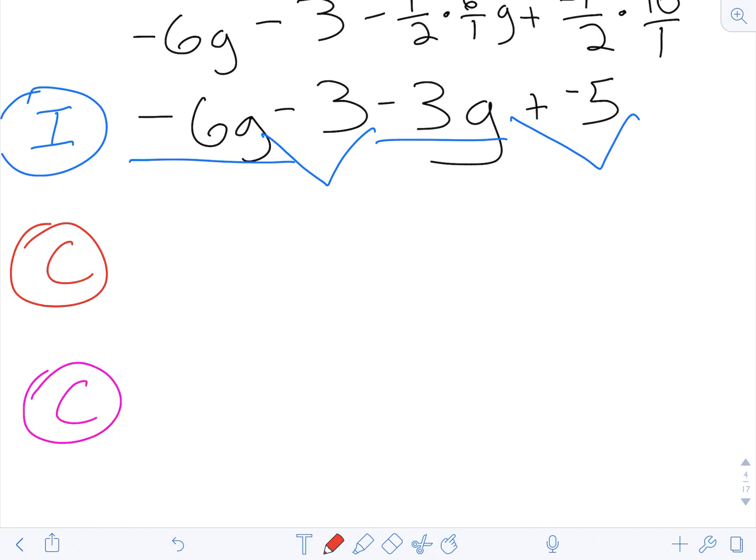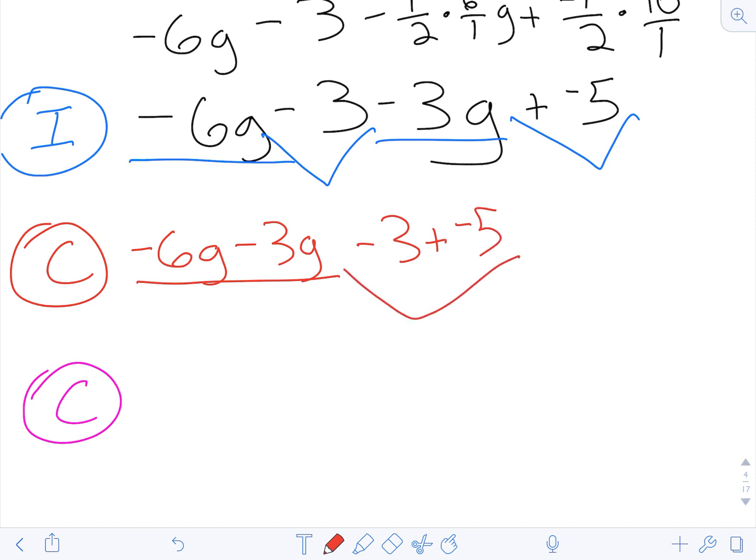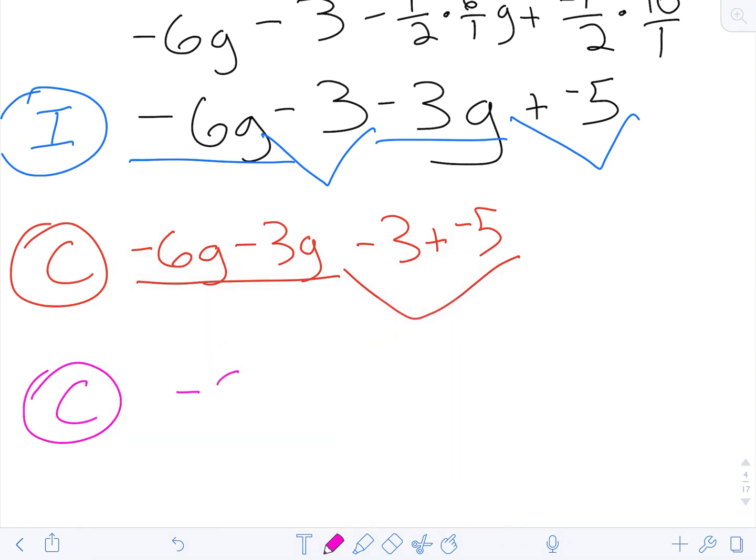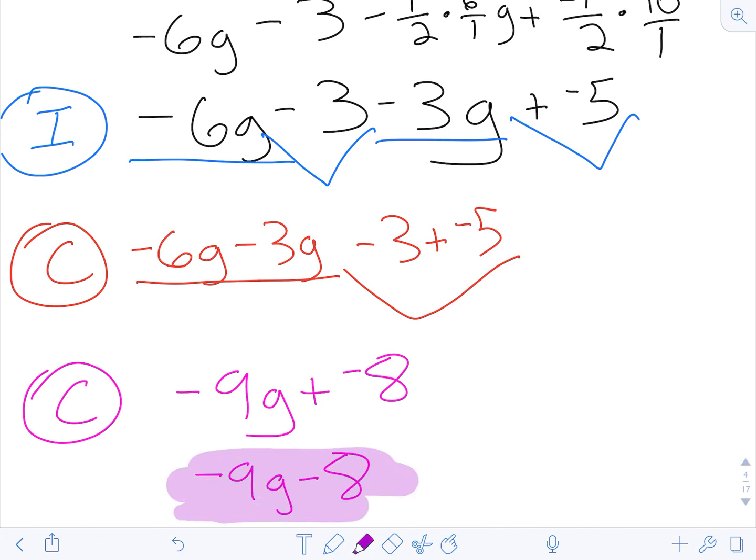Now let's collect. Negative 6g minus 3g. And then minus 3 plus negative 5. Now they're collected. Now let's combine them. Negative 6g minus 3g is negative 9g. Negative 3 plus negative 5 is a plus negative 8, or just a minus 8. Good work.